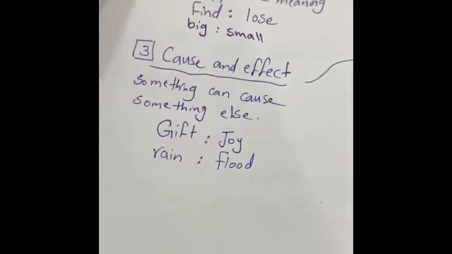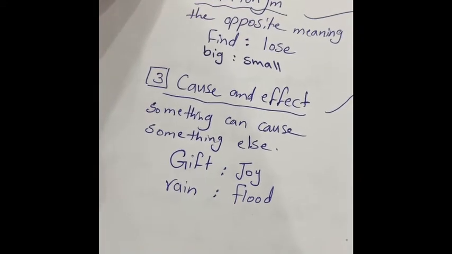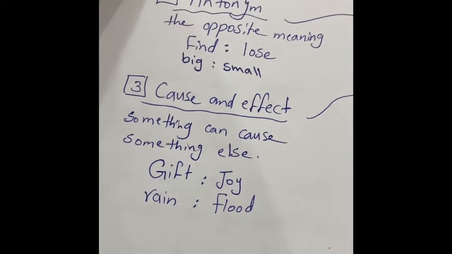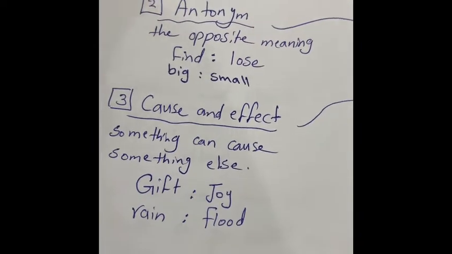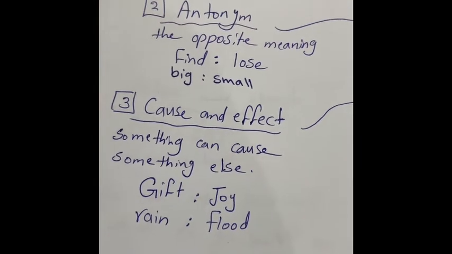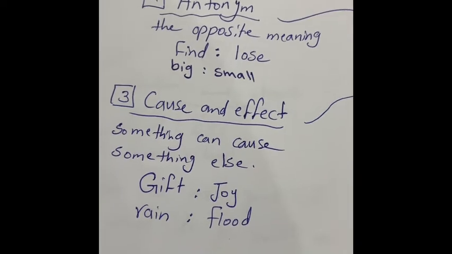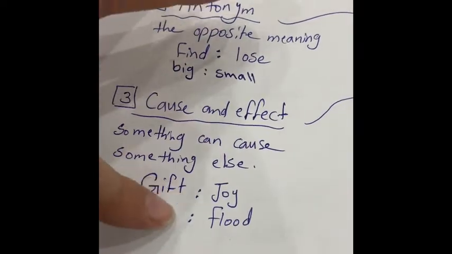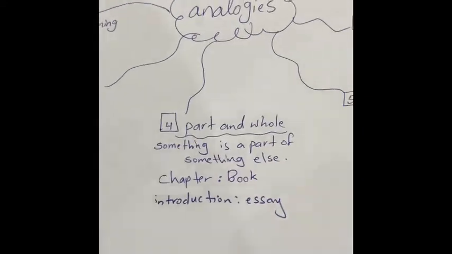Number three, the third kind of analogy, cause and effect. This is the meaning of cause and effect: something can cause something else. For example, if I give you a gift, this will cause you joy and to be happy. And if it rains too much, this will cause a flood. So the relationship between these two words is cause and effect.